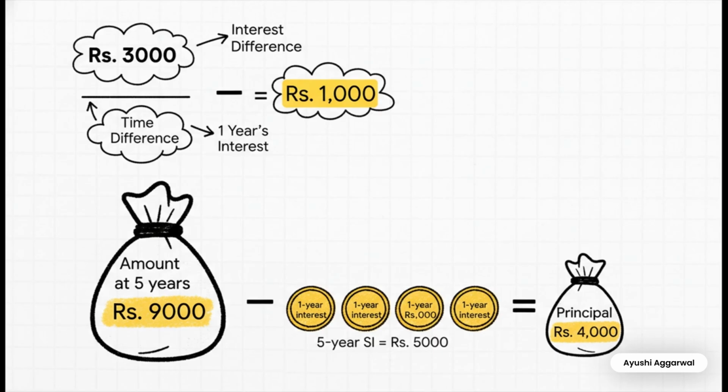Now we can work backwards to find the principal. We know the total amount after 5 years was 9,000. This amount includes 5 years of interest. So the principal is just 9,000 minus the interest for 5 years, which is 5,000. And that gives us a principal of 4,000 rupees.